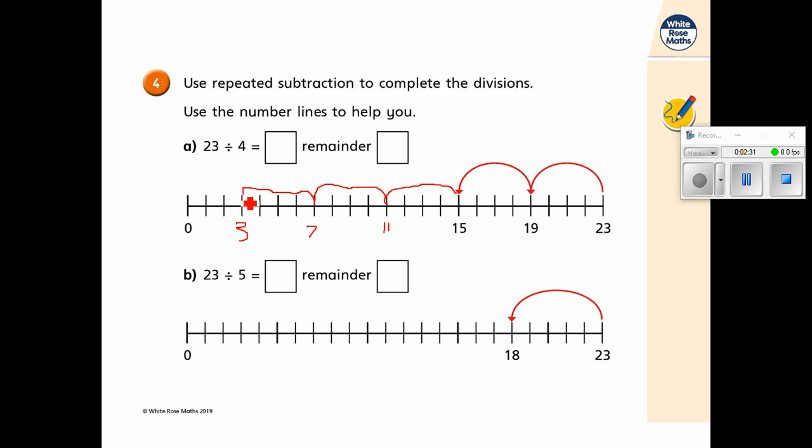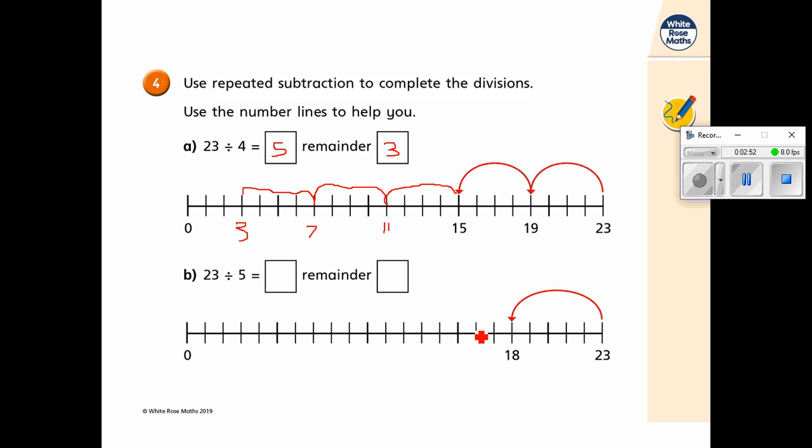And then, as you can see, we can't take another 4 away because we've only got 3. So therefore, 23 divided by 4 is how many lumps? 1, 2, 3, 4, 5. Sorry, 5. Remainder 1, 2, 3. Okay.